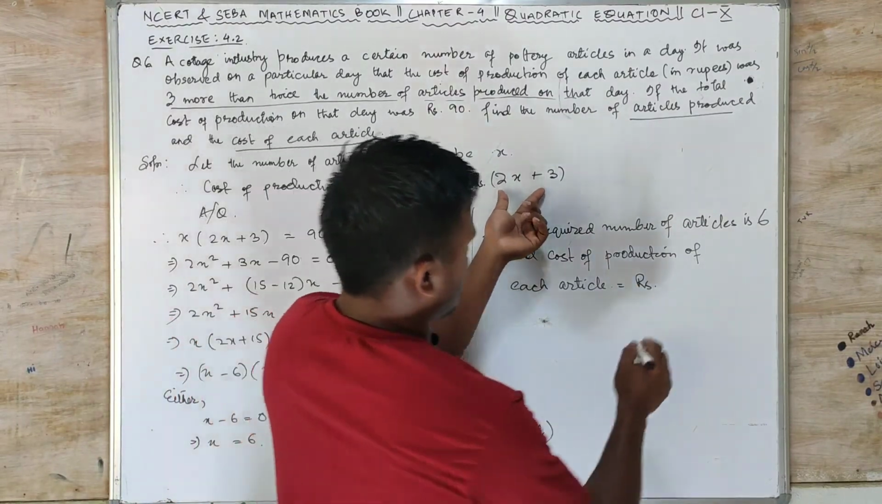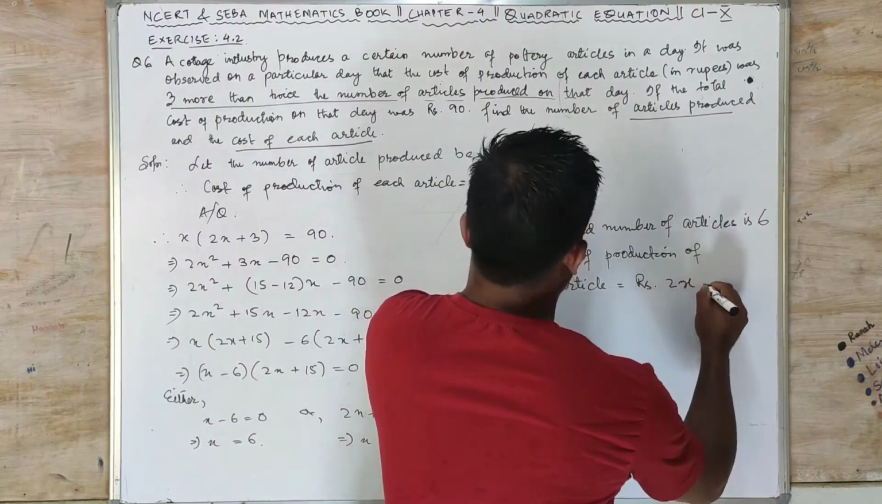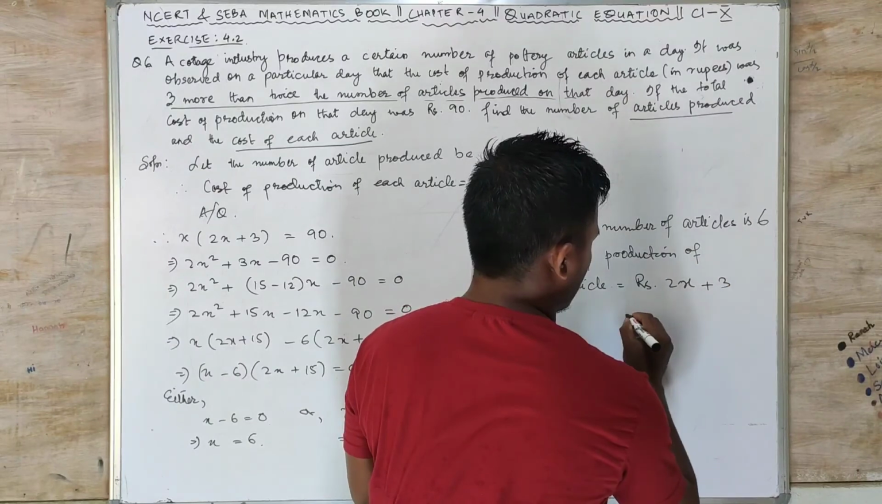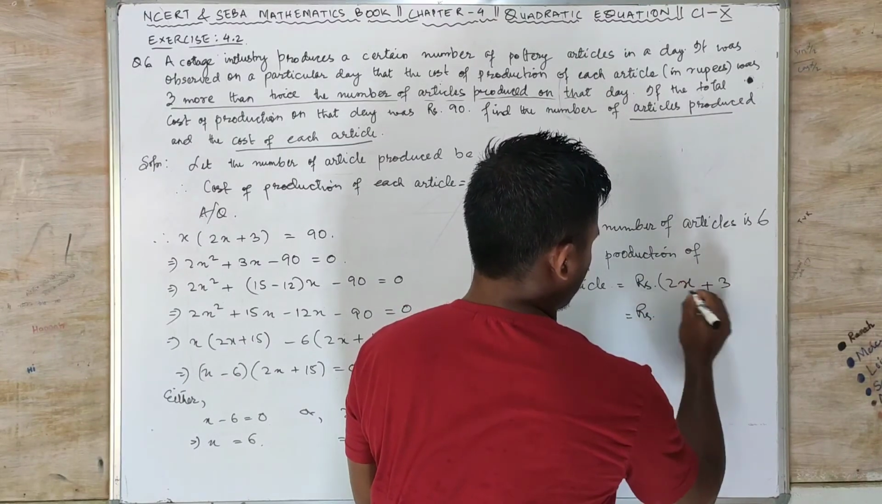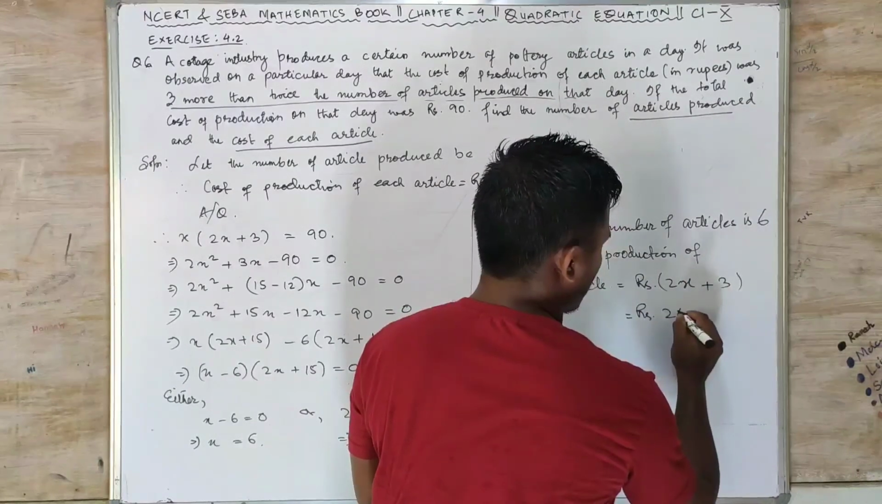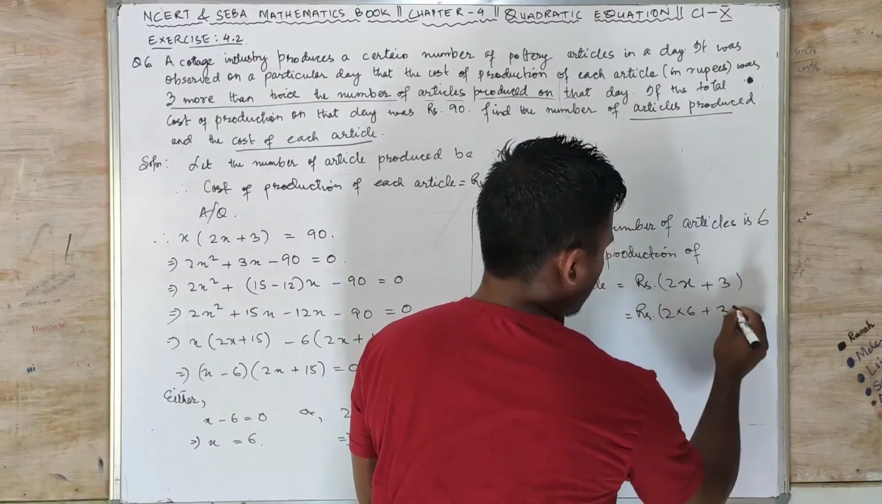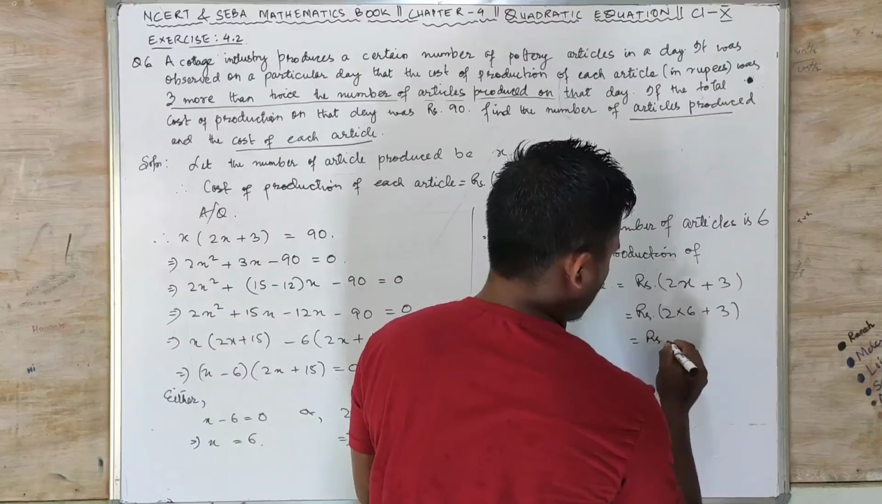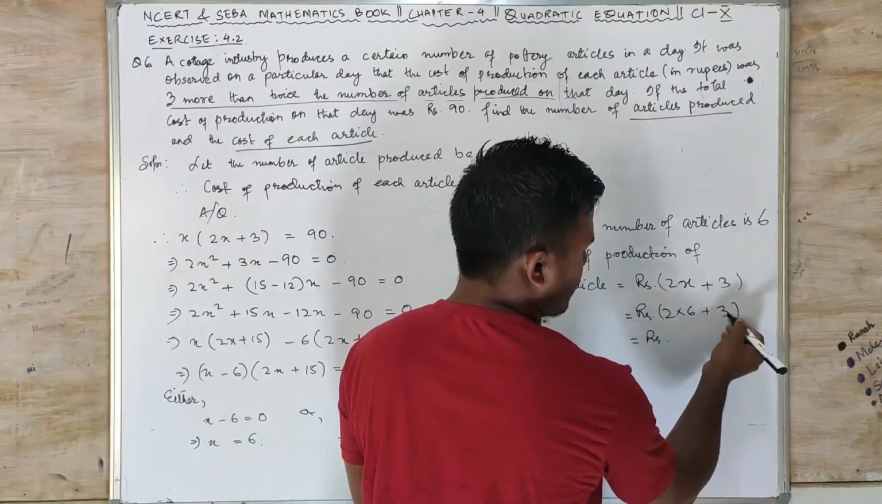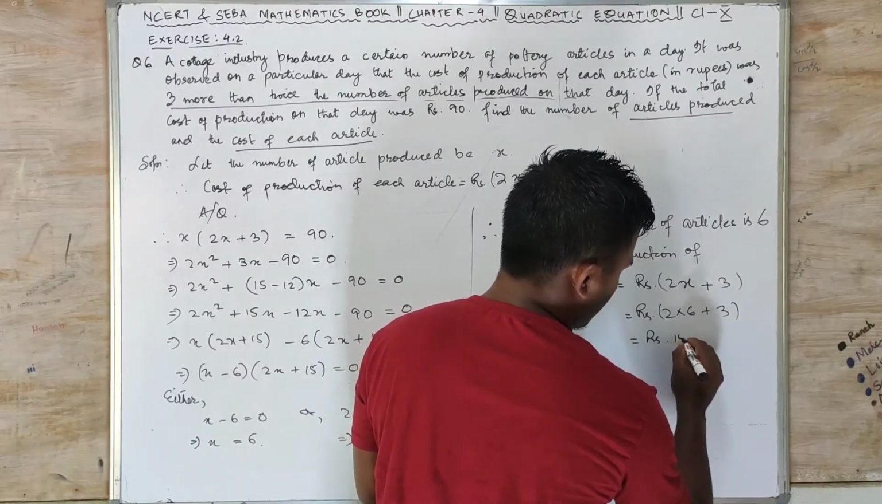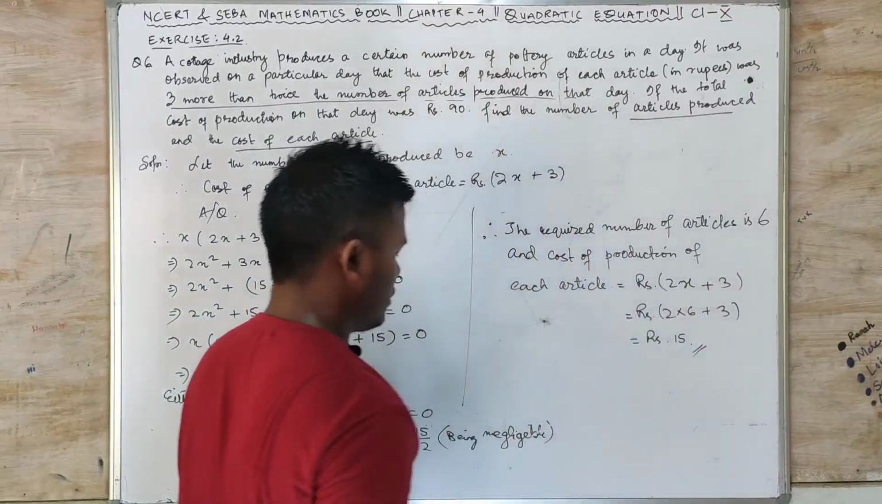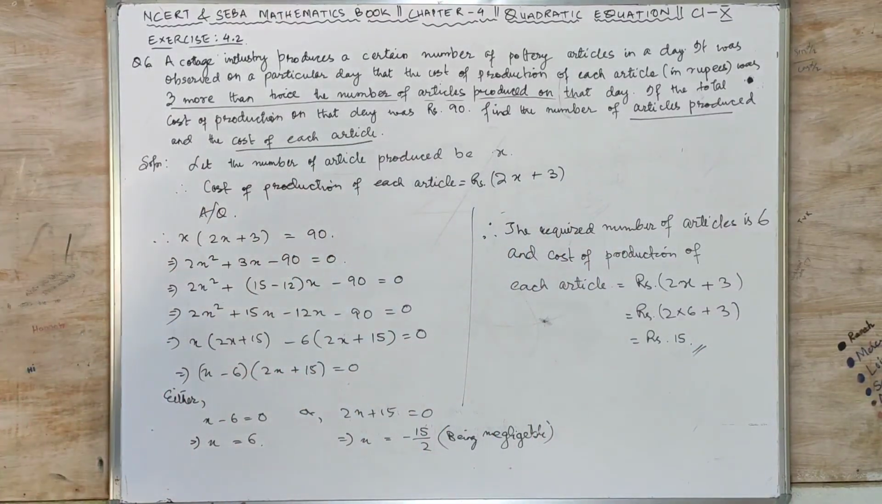What was our equation? 2x plus 3, that is rupees 2, instead of x you can put 6, plus 3, that is rupees 2 into 6 is 12, 12 plus 3 will be 15. This is your solution.